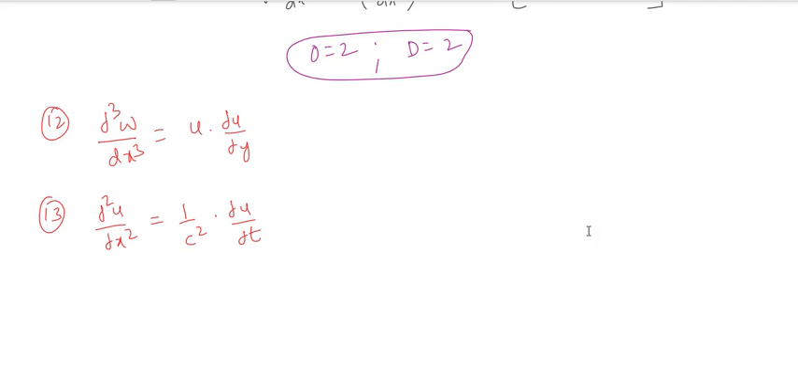You will have dou cube w by dou x cube is equivalent to u into dou u by dou y. Next, dou square u by dou x square is equivalent to 1 by c square into dou u by dou t. Next, dou square u by dou x square plus dou square u by dou y square plus dou square u by dou z square is equivalent to 0.